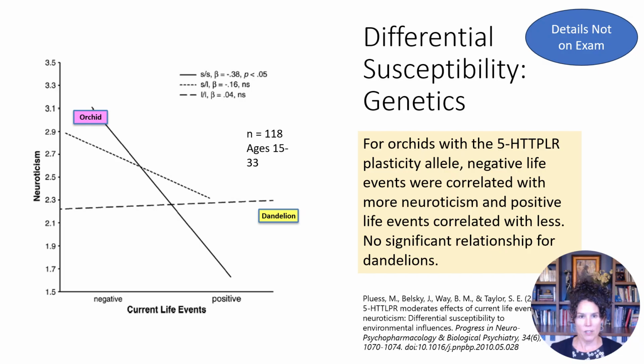That orchids who had the most negative life events in the last 6 months showed the highest amount of neuroticism, but orchids who had the most positive life events in the last 6 months showed the absolute lowest amounts of neuroticism. Dandelions, that line, even though it looks like it's going up, it's actually just non-significant. They didn't show a change in their neuroticism, whether or not they had lots of negative life events or lots of positive life events. And those that were heterozygous, had one short allele and one long allele, had a pattern that was somewhere in the middle.